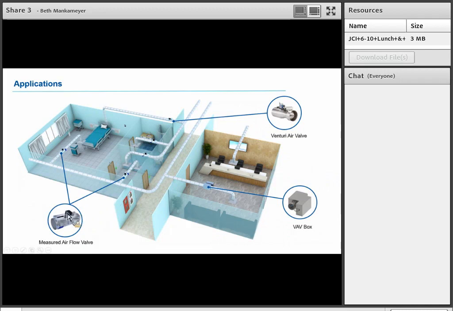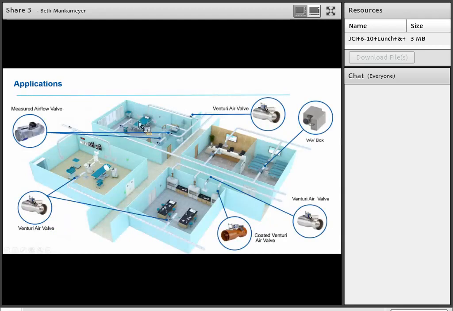And you might have measured airflow valves located in the patient room and the ante room because of pressure requirements, and you might have Venturi valves on the exhaust side. So it really just depends on what the pressure is within the space, how you want to control them, and what the goals are for the space.